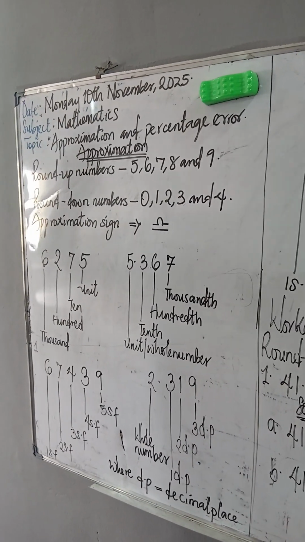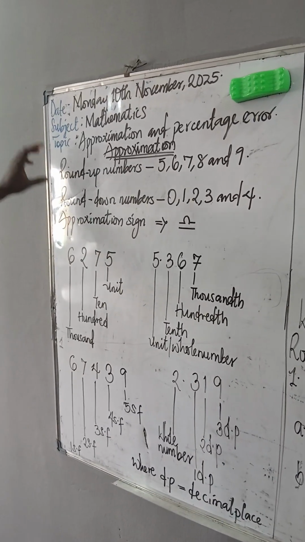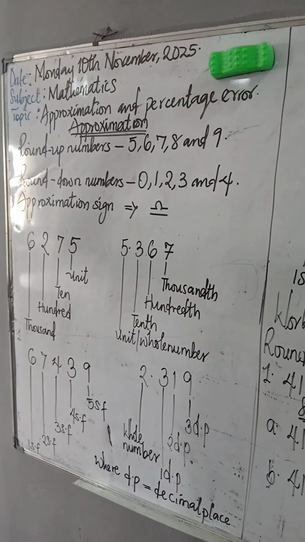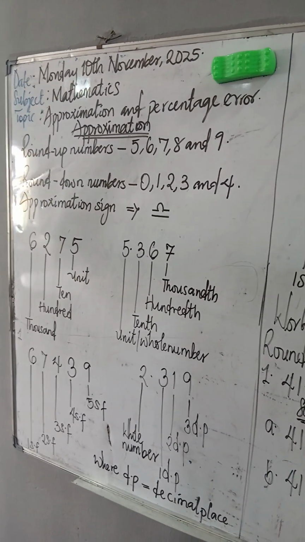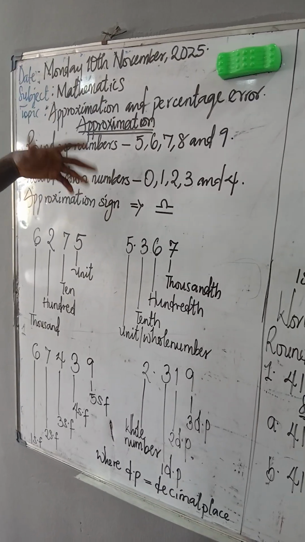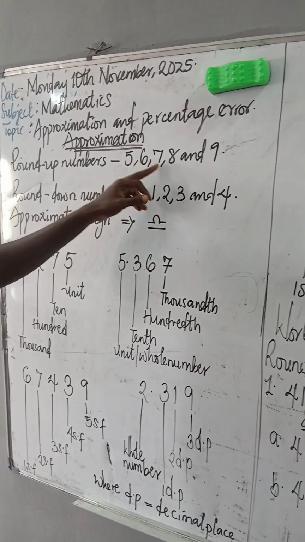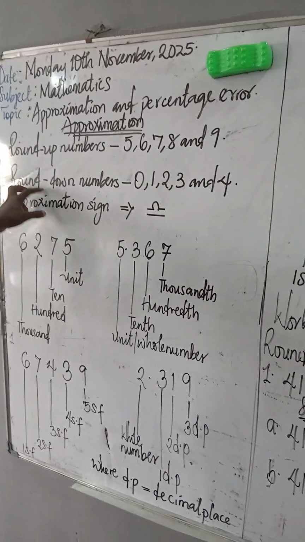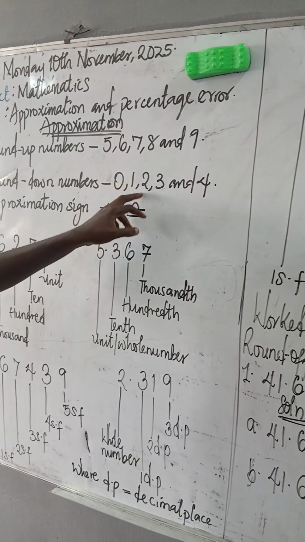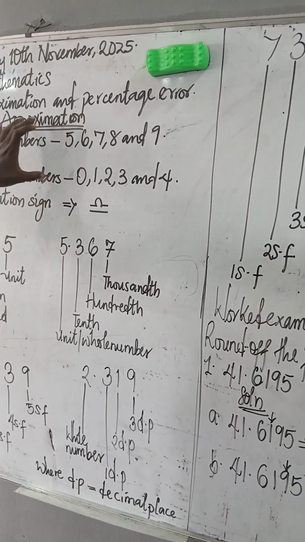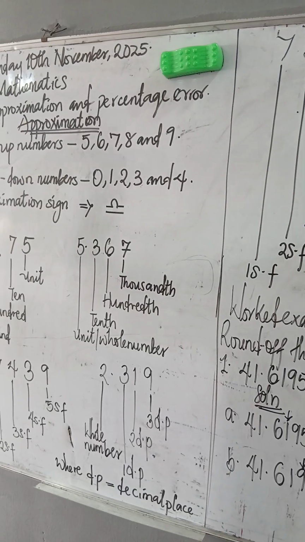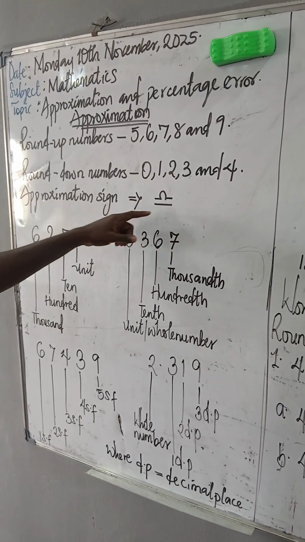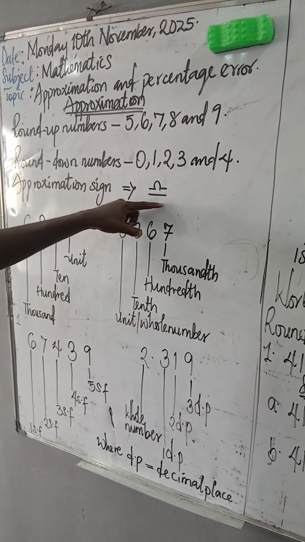of numbers. So the first key thing you are going to see is the ability to identify round up numbers, or what we call rounding up numbers. For the round up numbers, you have 5, 6, 7, 8, and 9. For the round down numbers, you have 0, 1, 2, 3, and 4. These are key structures that we need in approximating numbers. And definitely the approximation sign, you have one of it.